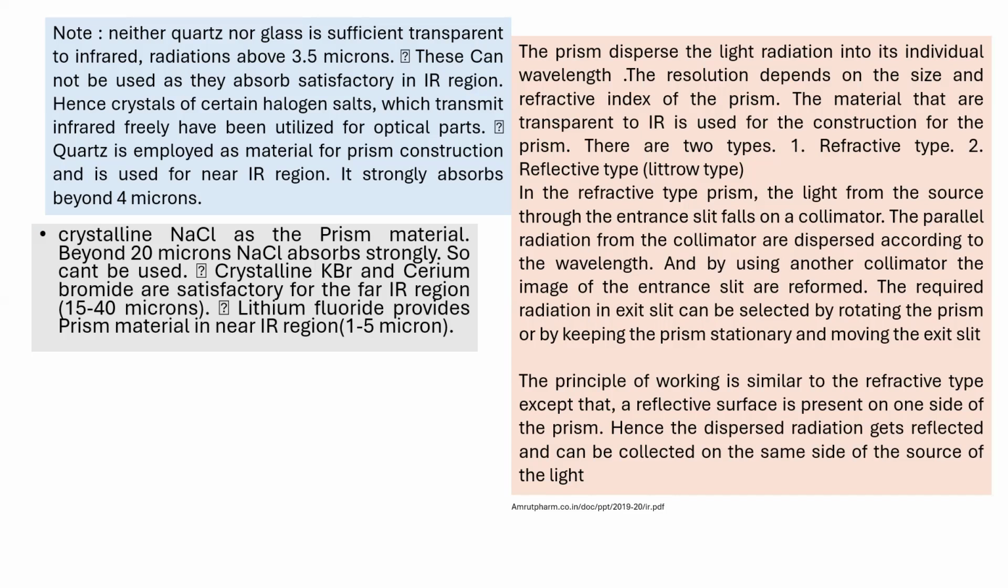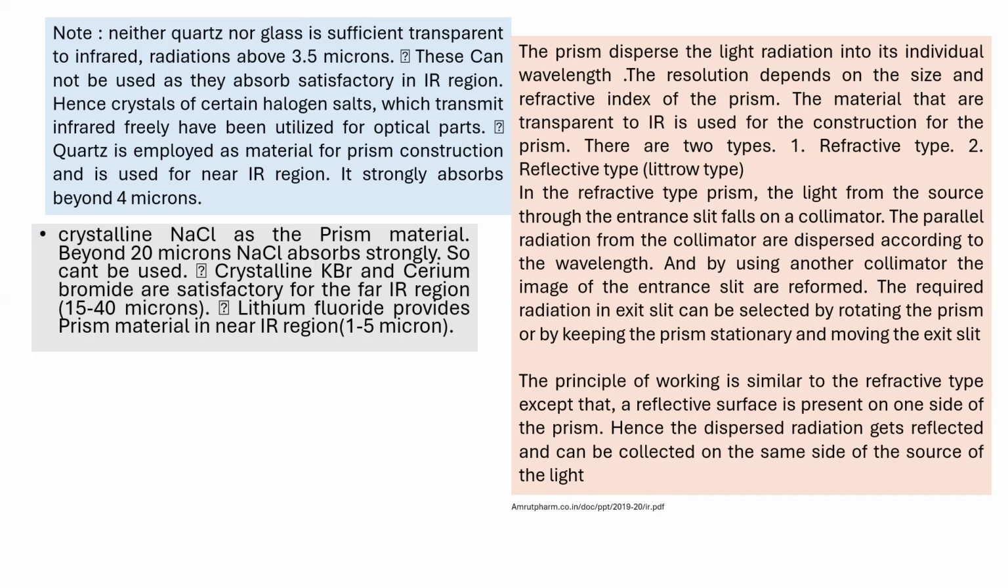So these two types of cuvettes, that is glass cuvette or quartz cuvette, are of no use when it comes to IR. So crystals of certain halogen salts. Halogens, bromine, iodine, you remember those are the halogens. The salts of these halogens are used in place of the sample holders.